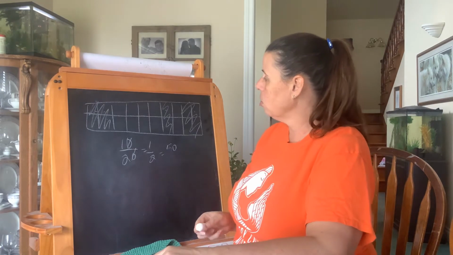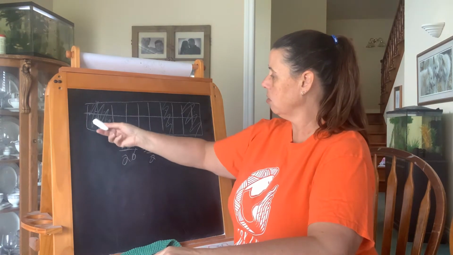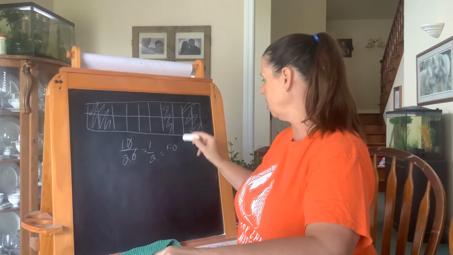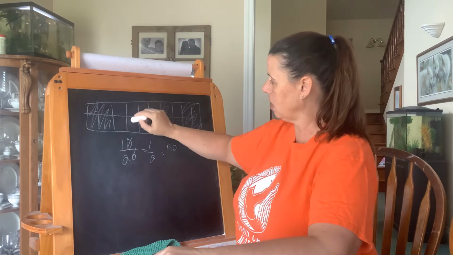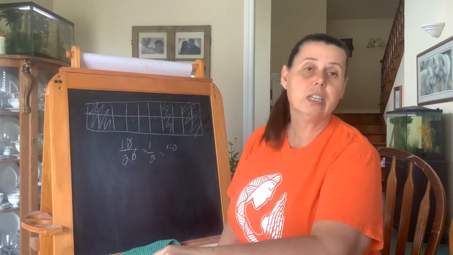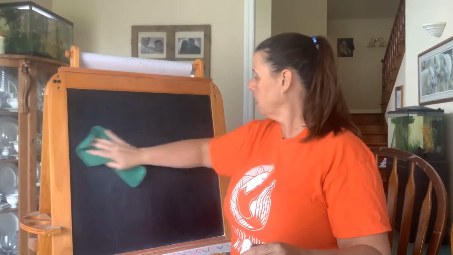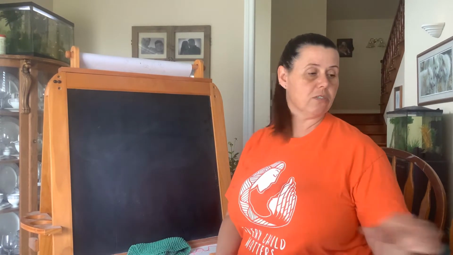The other thing you can do is look at how much is shaded, so 1, 2, 3, 4, 5, 6, 7, 8, 9, 10, and look at how much is not shaded, 1, 2, 3, 4, 5, 6, 7, 8, 9, 10. If it's equal, it's clearly a half, okay? So 50%. All right, pause the video, go to number 1.